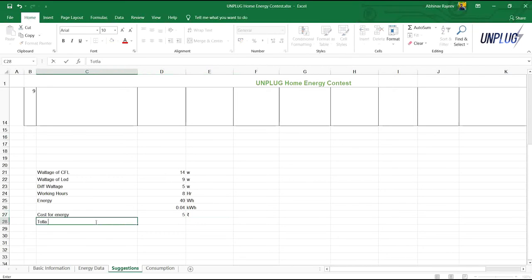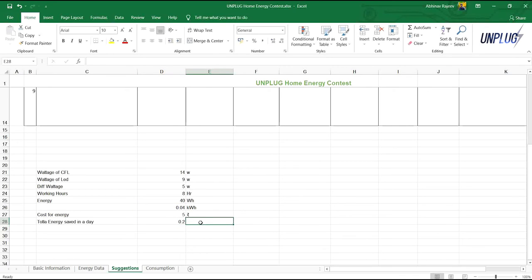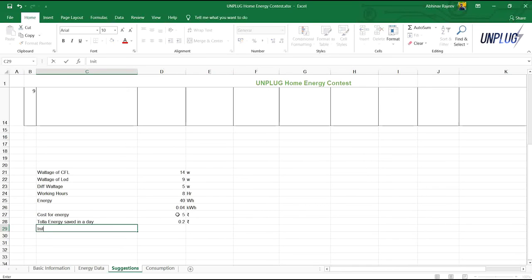Total energy saved in a day. Okay. Sorry for the spelling mistakes. Okay, never mind that. Equal to, you get this one into 5 rupees. Okay, you're saving 0.2 rupees a day. So what is the initial investment? 90 rupees, right?